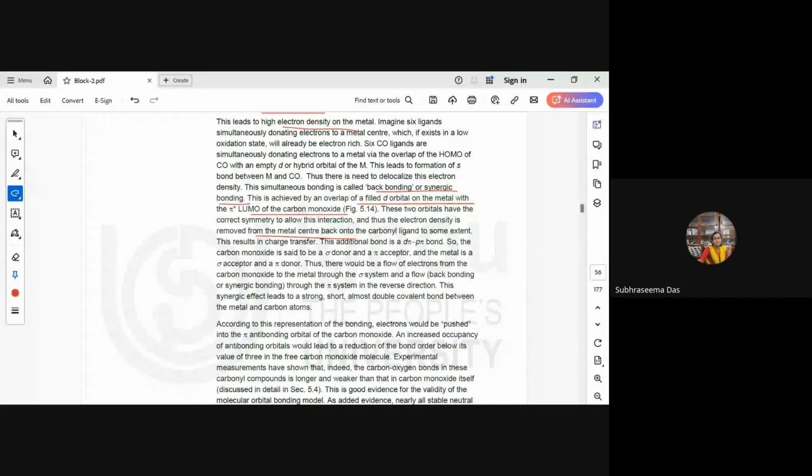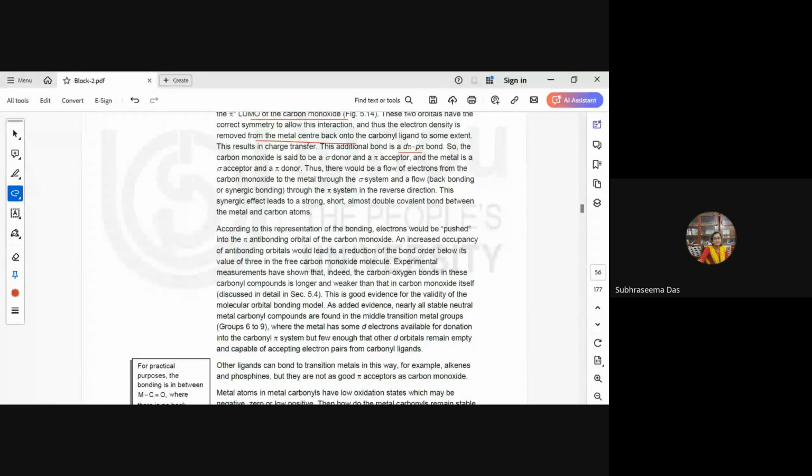So this results in charge transfer, and this is a d pi-p pi bond. Thus, because of this back bonding, a double covalent bond between the metal and carbon atoms exists. According to this representation, the electrons are pushed into the pi antibonding orbital of the carbon monoxide. Experimental results have shown that carbon-oxygen bonds in carbonyl compounds are longer and weaker in comparison to pure carbon monoxide.